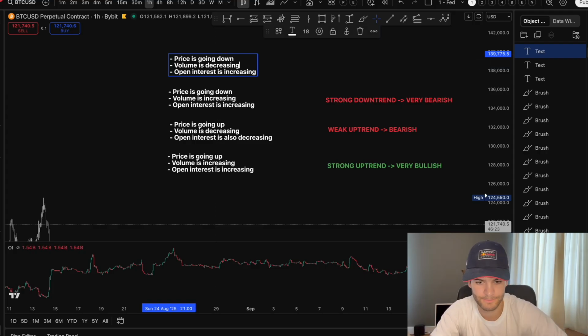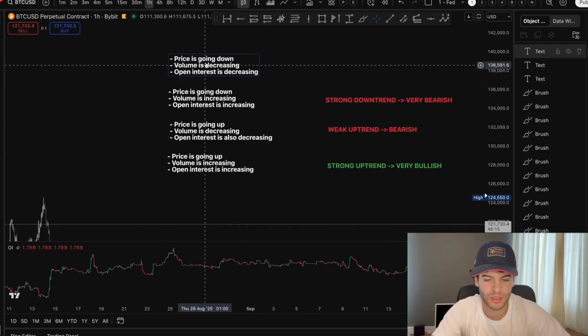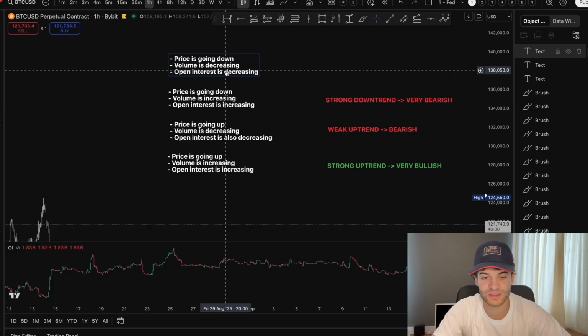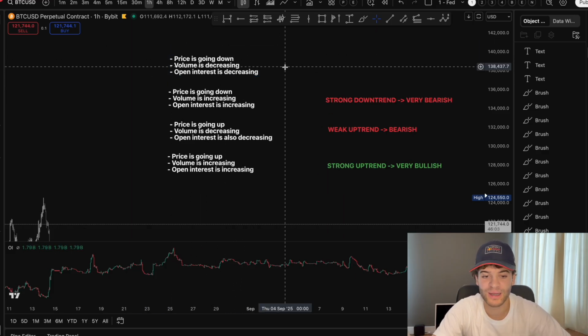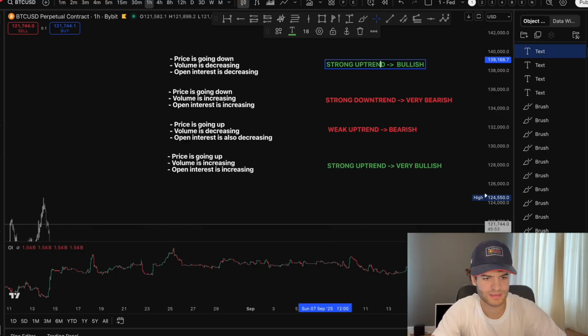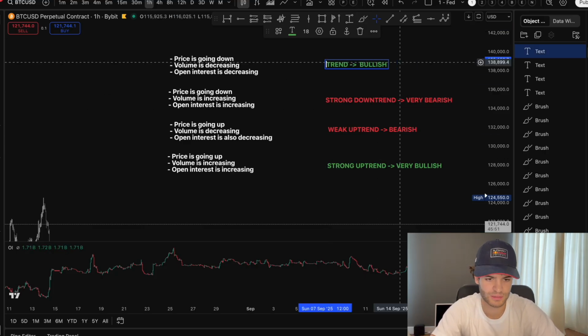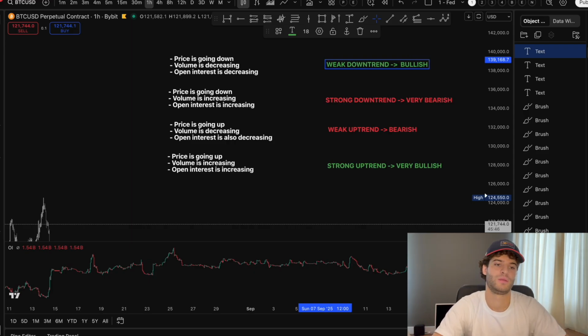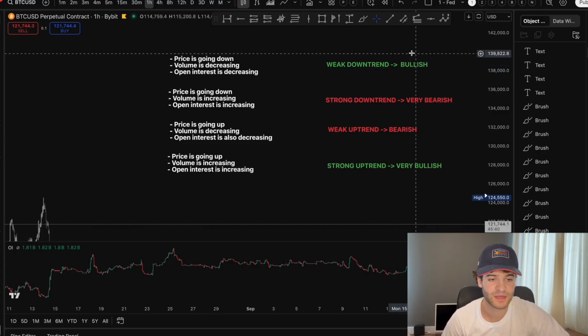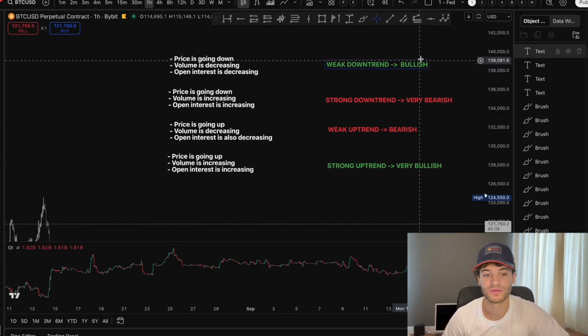And then we have the last scenario where price is going down, volume is decreasing, and open interest is also decreasing. And this typically happens when longs get liquidated. So you don't have aggressive shorts entering the market. There are shorts, but it's just simply the longs closing their position. And this signals a weak downtrend. And therefore, it's a little bit more bullish. And we have a higher likelihood of expecting a reversal.